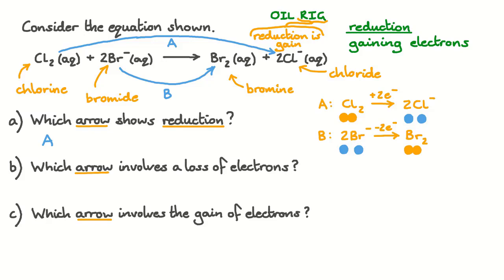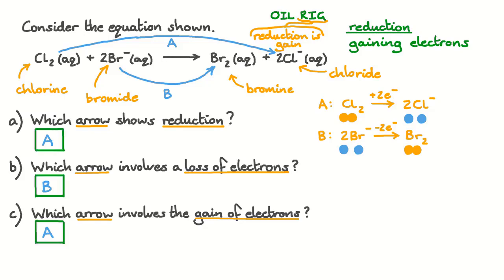This is reduction. Part B asks us to indicate the arrow that involves a loss of electrons. This is arrow B. In process B, we have 2 bromide ions being transformed into bromine, losing 2 electrons. And finally, the answer to part C is arrow A. In reaction A, chlorine is gaining electrons to form chloride.